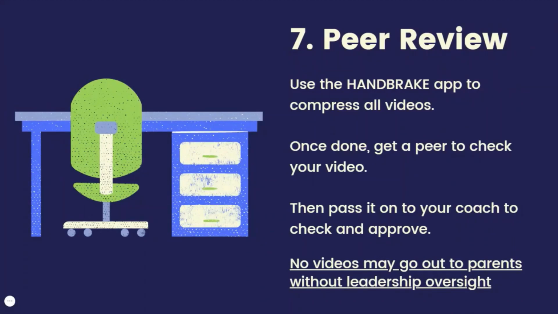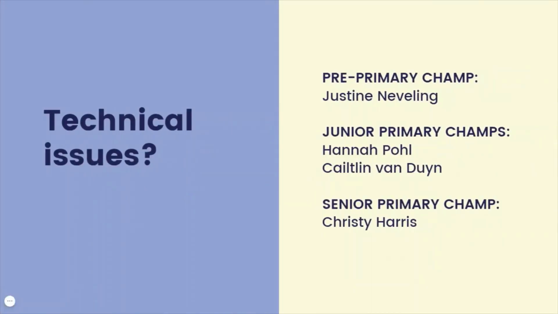And lastly, and this will specifically apply to the Paulsdorf campus, if you have any technical issues, and this specifically relates to using Google or any learning curves that you're having around the Google platform, we have 4 Google champs. We have Justine in the pre-primary, and then we have our 2 Google certified champs in the junior primary, and that's Hannah and Caitlin. And then in the senior primary, we have Christy. So if you have any Google related questions, please reach out to them.